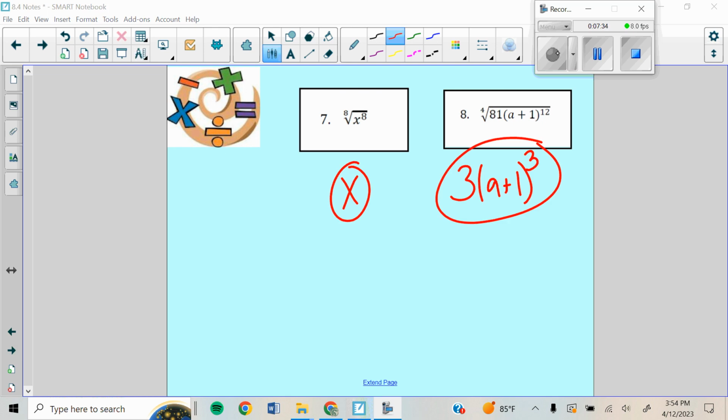All right, x to the 8th, we're going to divide that 8 by 8. And then we have 81. We take the 4th root of that, and we get 3. And then a plus 1 to the 12th power, that's, again, we're just going to take that 12 and divide it by 4.